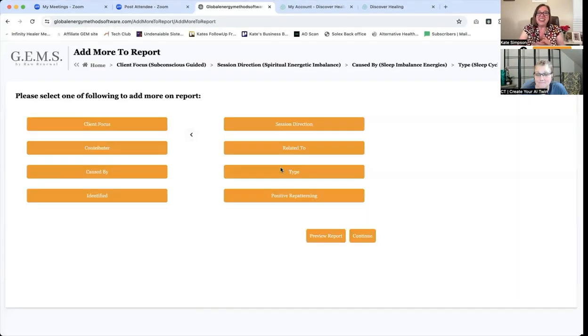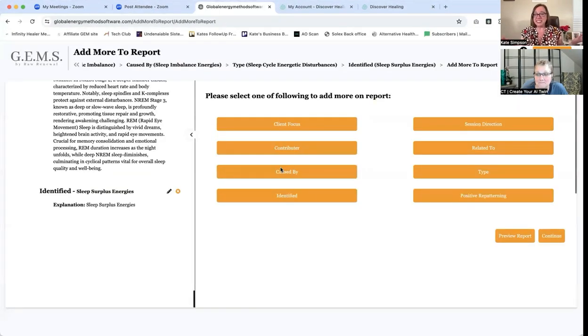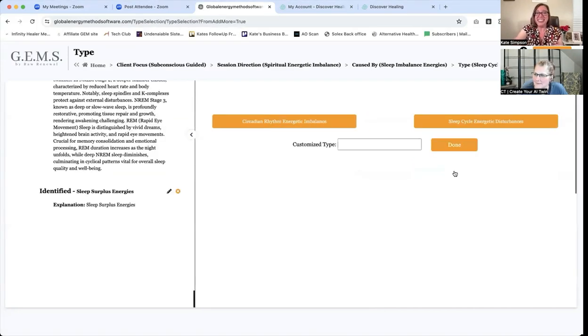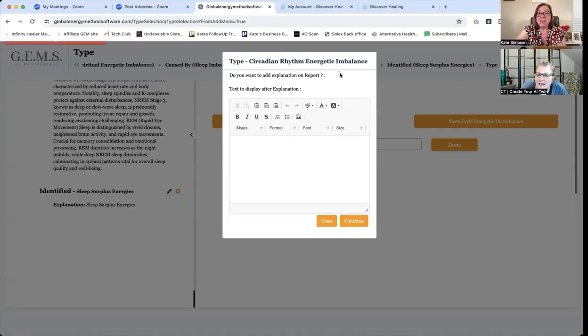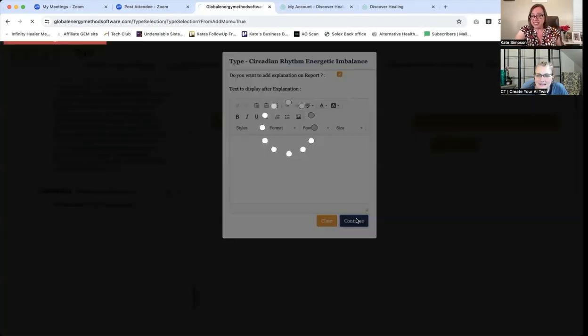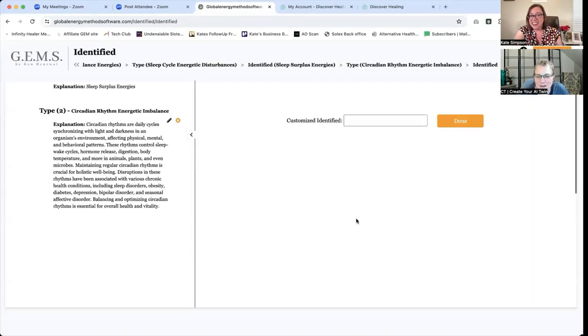So beautiful. Okay, so now we're just going to ask what else is at the root of these issues with these symptoms, with this thinning hair and exercise fatigue. Okay, so we have another type of sleep imbalance energy. So let's see what this is about. This is specifically with your circadian rhythm. Now, are you familiar with what the circadian rhythm is? I've heard it before, but you're going to have to explain it.